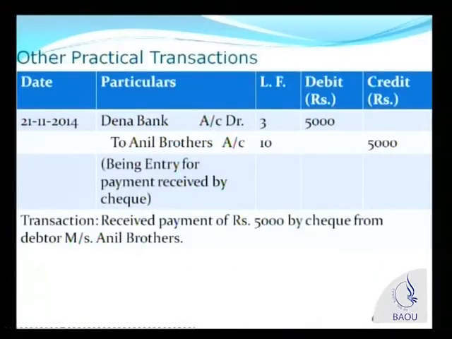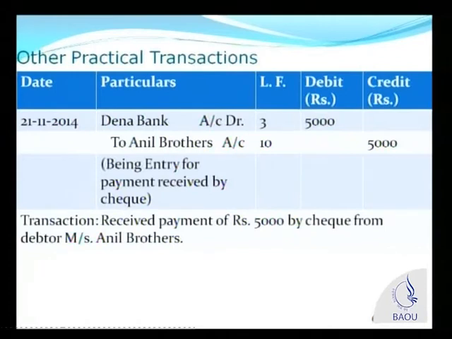So in Dena Bank account, we will be depositing this money of 5,000. So in a way, we are giving these to Dena Bank. So Dena Bank is receiver of the money or the check that we have given, and therefore we are debiting Dena Bank account. Therefore the journal entry is Dena Bank account debit to Anil Brothers account credit rupees 5,000, because you had received 5,000 rupees from Anil Brothers.